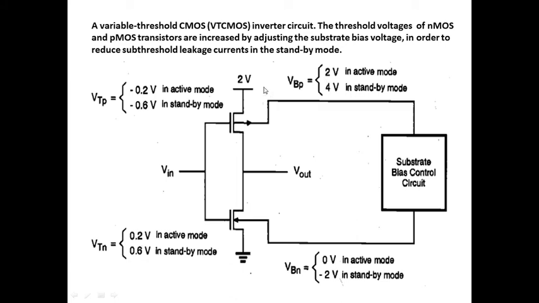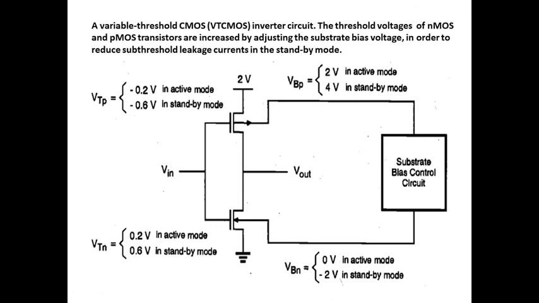Again, when this PMOS transistor is in active mode, the substrate will be at 2 volt, that is nothing but tied to the VDD supply voltage, and when it goes into standby mode, the substrate of the PMOS transistor gets connected to 4 volt.